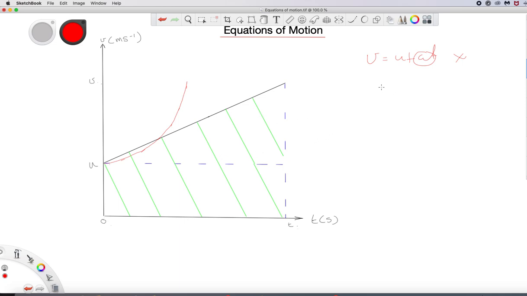If we were to say, well, we said before that s was u plus v over 2 times t. Well, it isn't, is it? Because s is this area, and that isn't u plus v over 2 times t. So hopefully you can see that the equations of motion actually do not apply if the velocity-time graph is anything other than a straight line. It doesn't have to be proportional through the origin. It does have to be linear though. So that is an important point to remember.